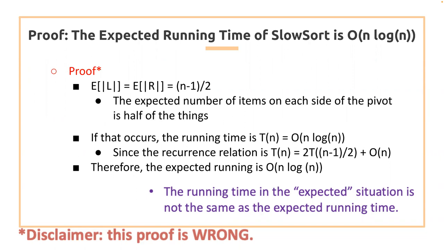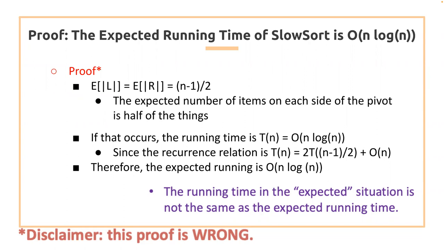Do I think it's the optimal situation? Sort of, but it's covering the expected one. So it's saying my input in expectation gets split in half. And then it's saying, well, what's the running time when I get it split in half? But that is not what we're trying to get. We're trying to get the expected running time of the algorithm on any input.